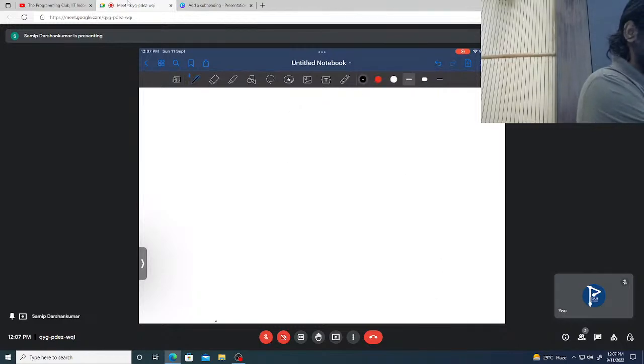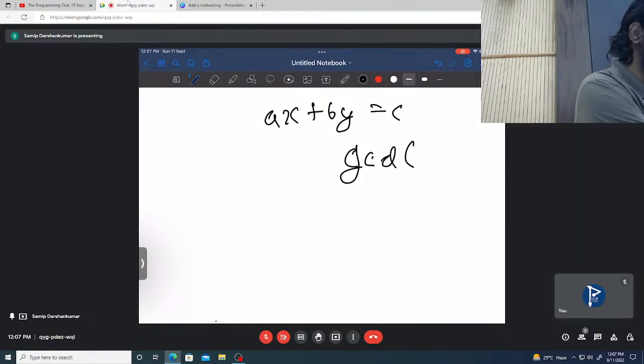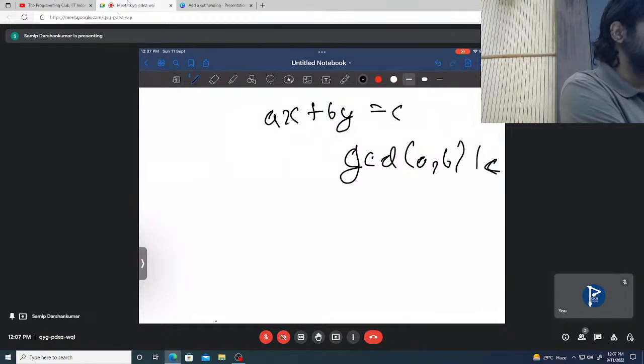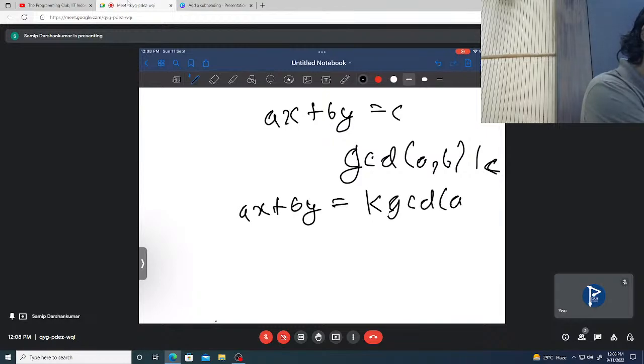Proving that AX plus BY equal to C must have a solution: AX would be divisible by GCD AB and BY would also be divisible by GCD A, B, because A and B both are divisible. So GCD AB should divide C. That is a necessary condition. Right? But how is it sufficient? Let's say C is some multiple of GCD AB. So AX plus BY is equal to K into GCD AB. Sorry about the handwriting. And by the extended Euclidean theorem, we know that there always exist x, y such that this is satisfied.